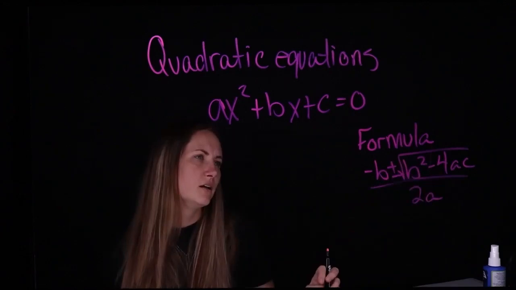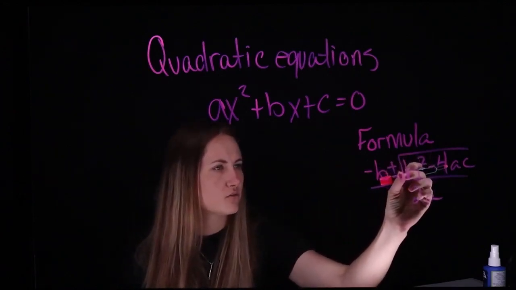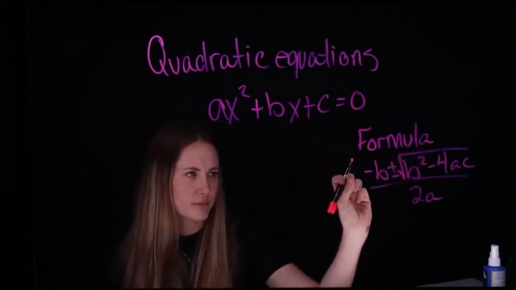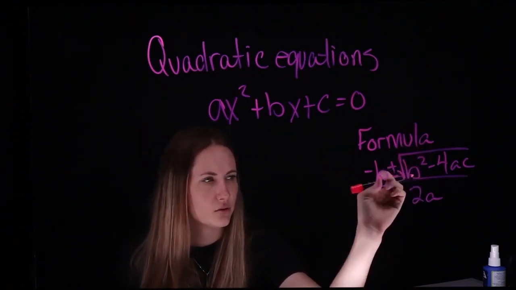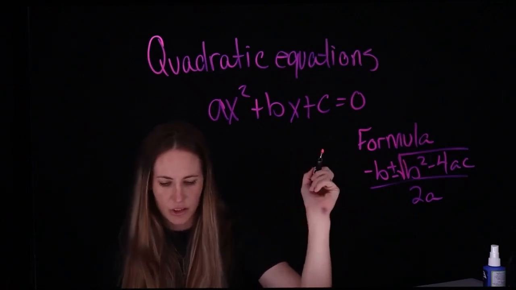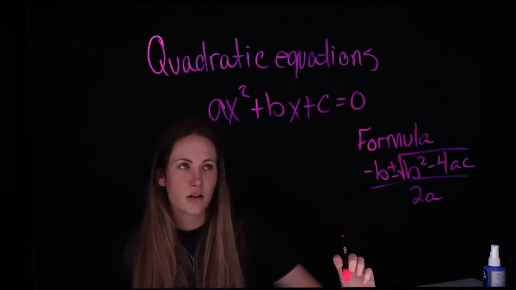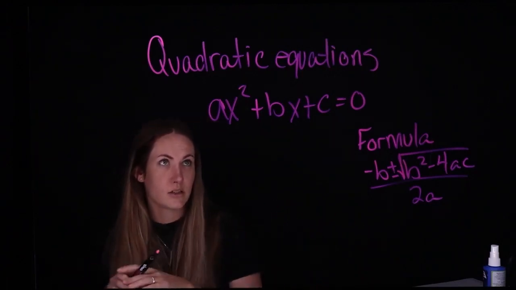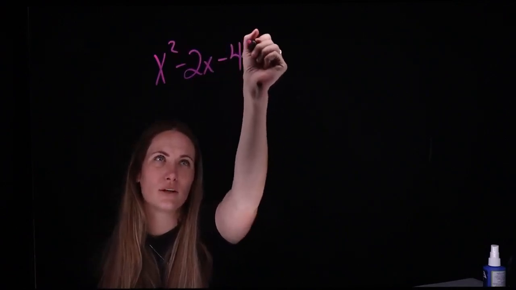So the quadratic formula is negative b plus or minus the square root of b squared minus 4ac all over 2a. You can solve every one of these problems using the quadratic formula, but if they ask for the factored form, you're going to have to put it into the factored form from this. I'm not going to use this till I get to the problems that specifically ask for this. There's different ways to solve quadratic equations that we're going to go over in this lesson, so let's go ahead and get started.